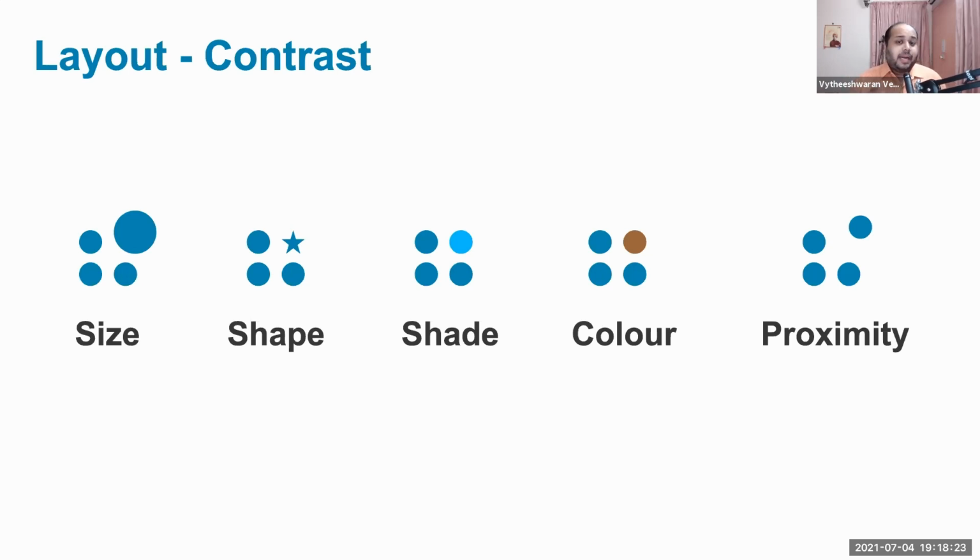You can do it by differentiating the size. So if you look at the first one on the left, when you look at those 4 dots, your eyes will immediately go to the larger dot because it's larger. Similarly, when you look at the shape, one is shaped different compared to the others. Your eyes immediately go to that star compared to those 3 other circles. They are all of equal size, but your eyes go to the star.